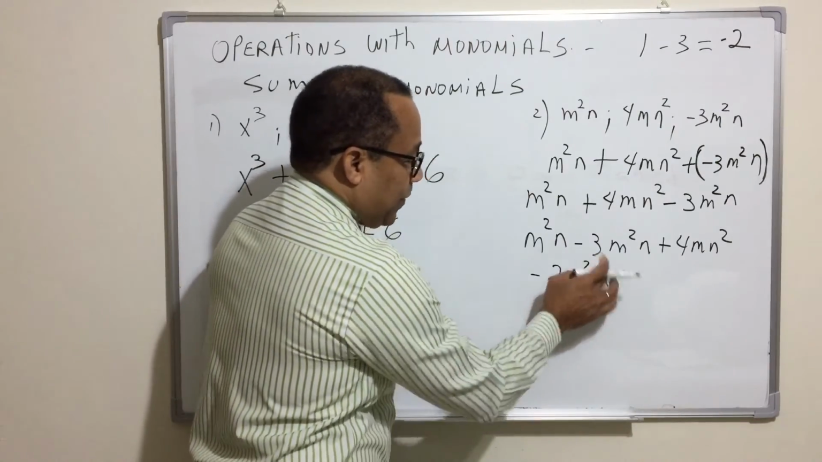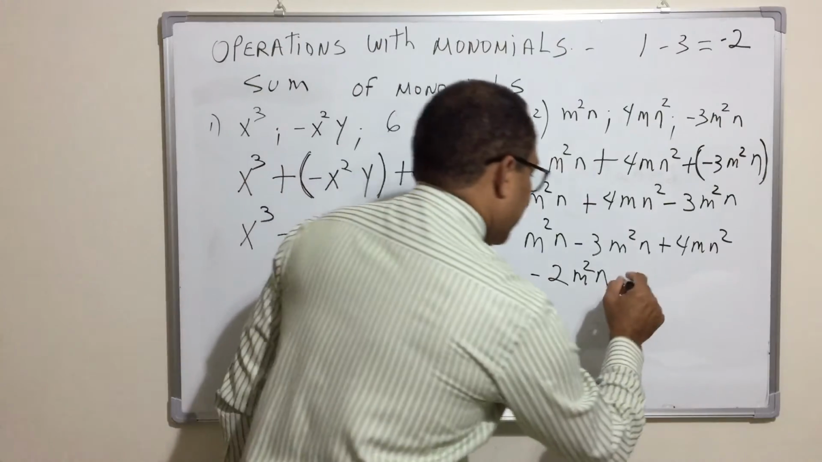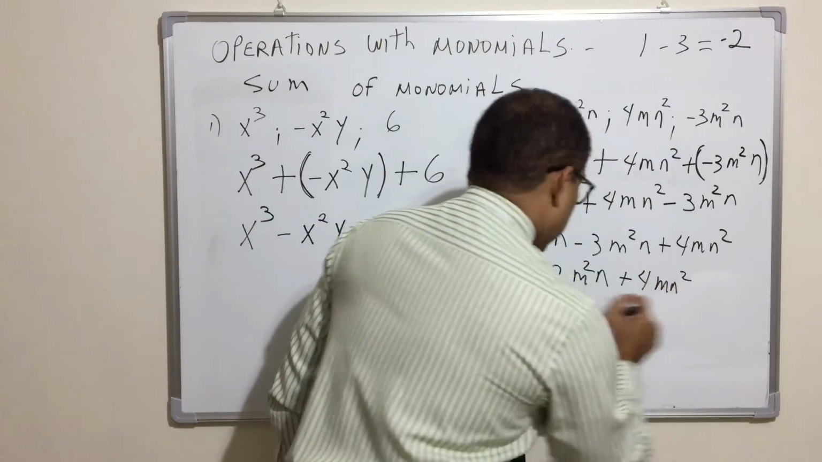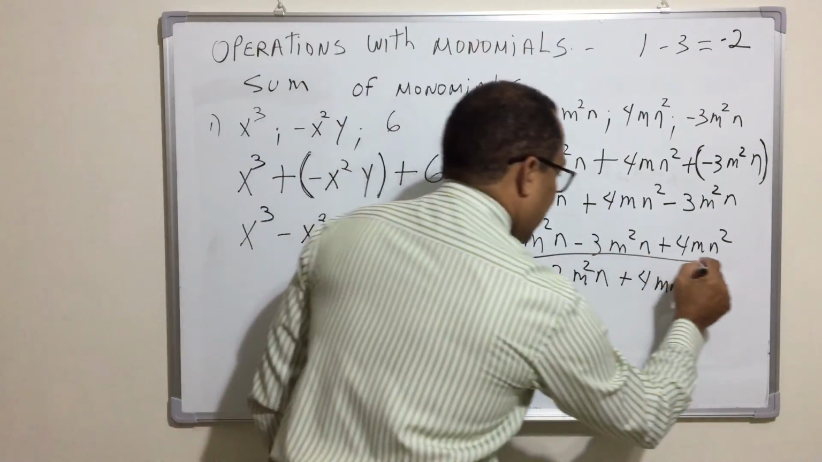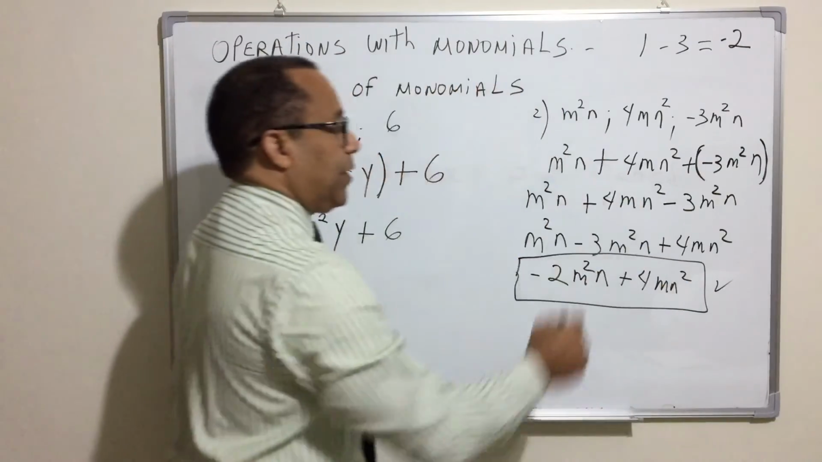So it's a negative 2m to the second n, and since this is not a like term, you just bring it down, which is 4mn to the second. These two terms are not like terms, so just leave them like that. And this is the result for the second operation.